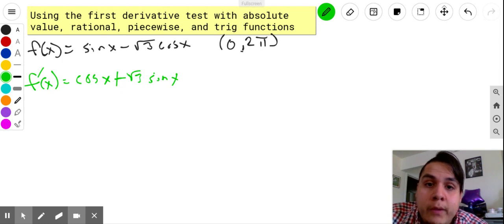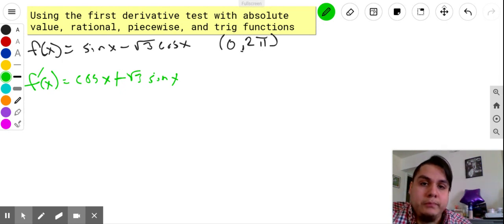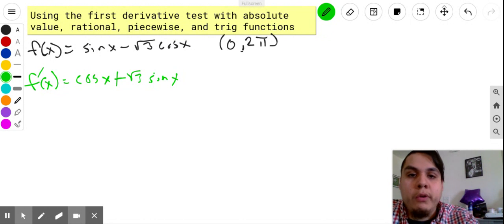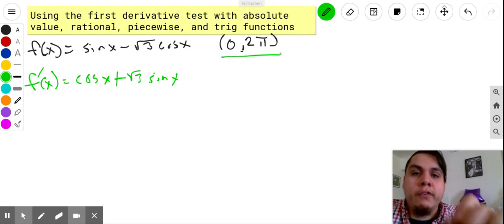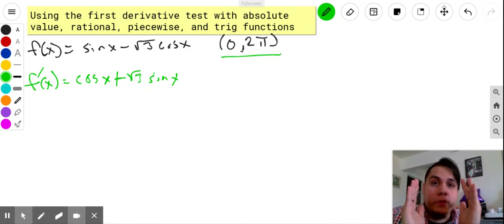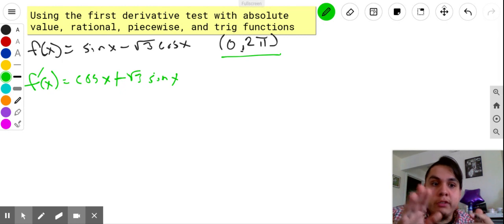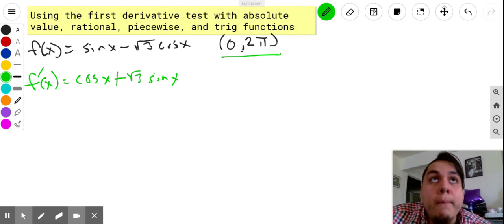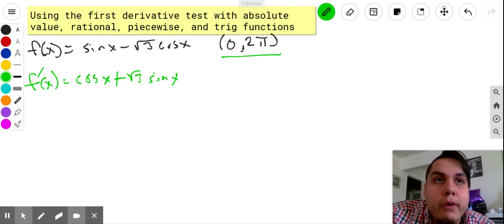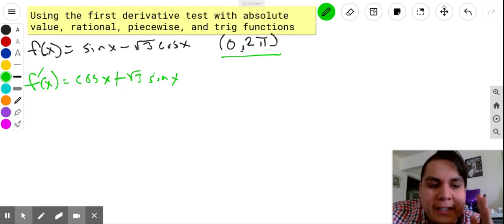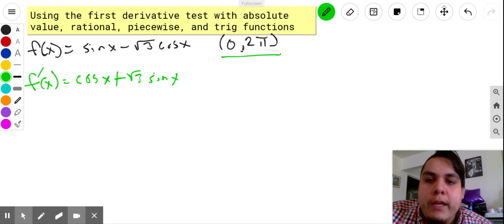Okay, so notice that, I forgot to say this earlier, we're only working with the interval from 0 to 2 pi. So any critical numbers need to be found in that interval, because technically these graphs will keep oscillating forever and ever, so they have infinitely many critical points, or critical numbers. So that's why I need to narrow it down.